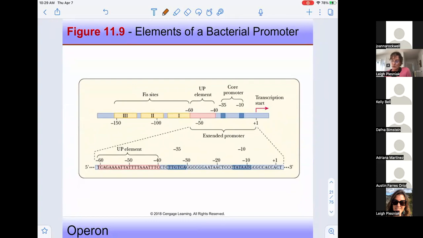Okay, so we're looking at the bacterial promoter for ribosomal RNA. Here is our start of transcription at +1. This is the promoter, the PRIBNOW box in the -35 region. Then there's an up element, which is an enhancer, and then the Fis sites also.